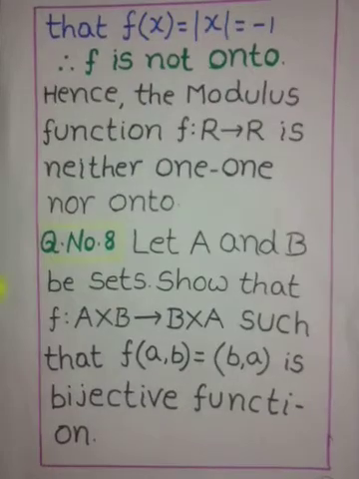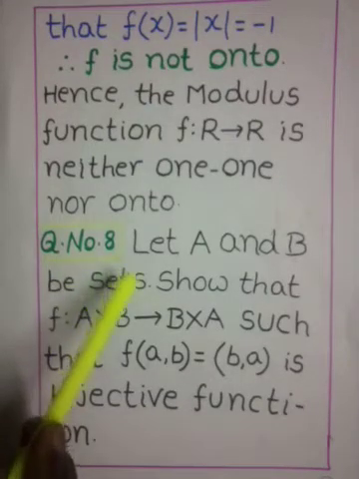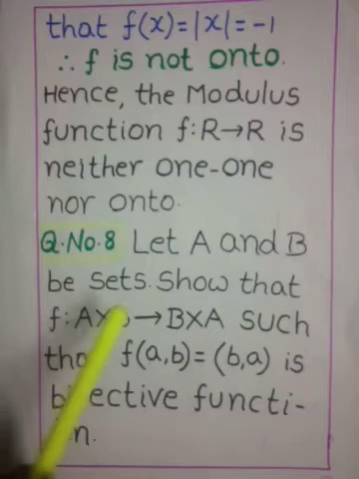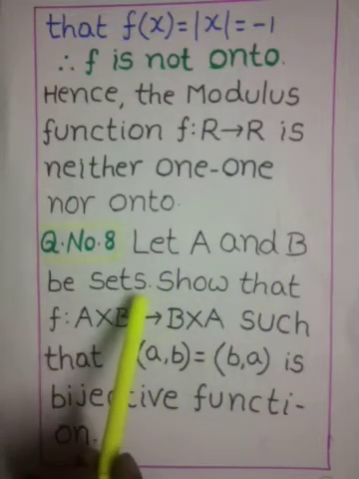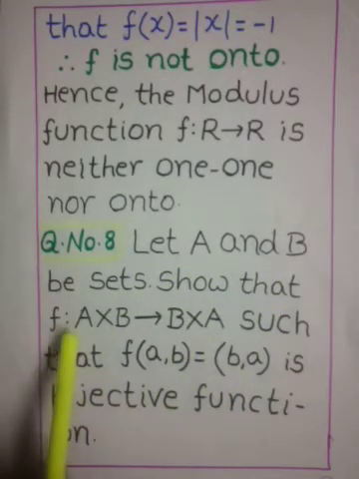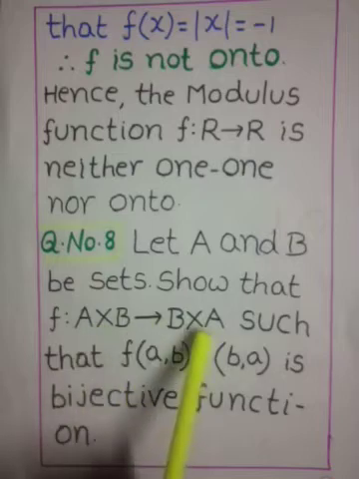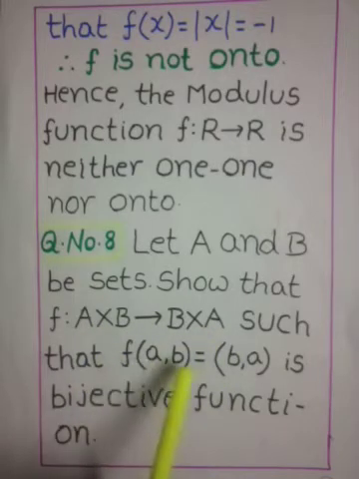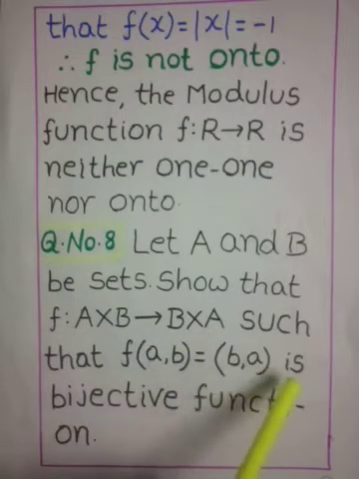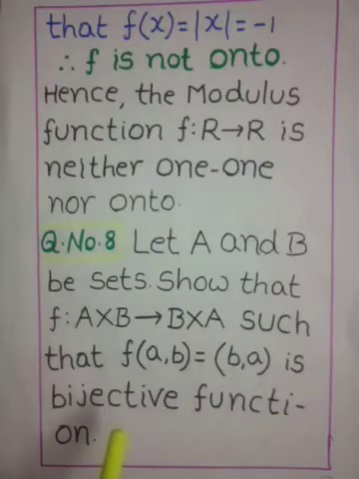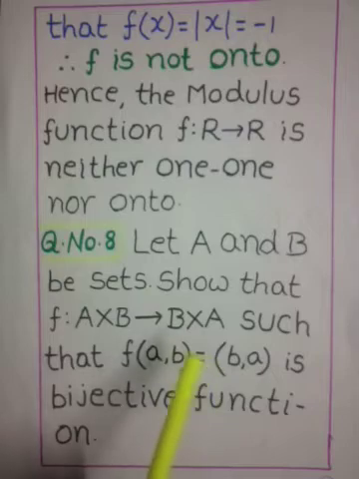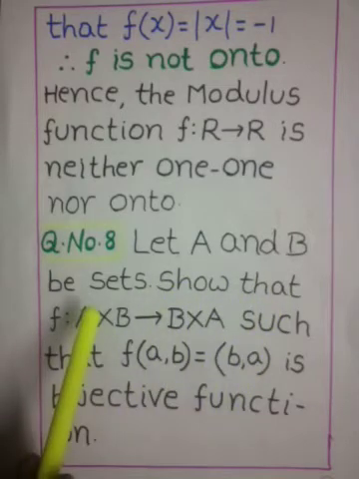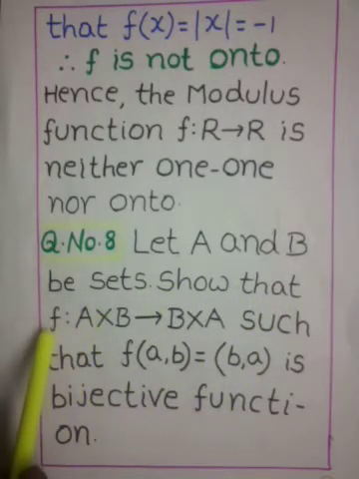Now come to the next question, question number 8. Okay, now my dear children, let A and B be two sets. Show that f is a mapping from A cross B to B cross A such that f of (A, B) is equal to ordered pair (B, A) is a bijective function. Understood this question, my dear children? Here A and B are two sets. This is the given data for us, and f is a mapping.